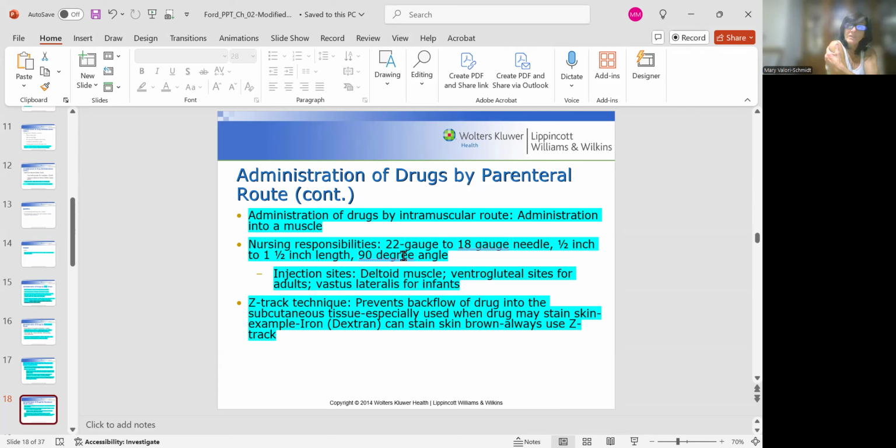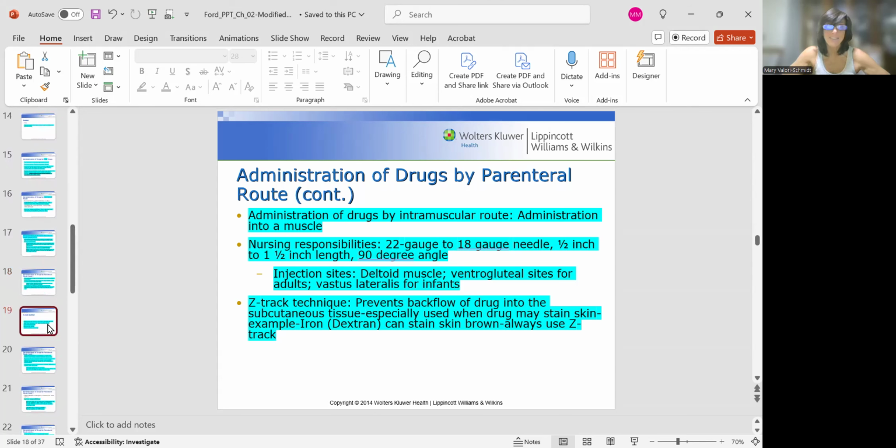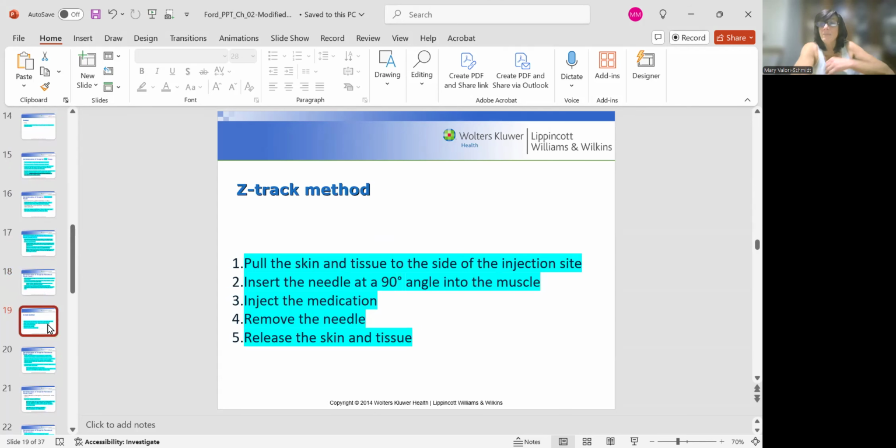Then there's something called a Z-track. A Z-track prevents backflow of drug into the subcutaneous tissue. Some drugs can stain the skin. Example, iron dextran. If that's given IM, it can turn the skin brown. So you're going to do it via Z-track. What is a Z-track, you ask? I'm glad you asked. You pull the skin. Let me try to do this so you can see. So you pull the skin to the side of the injection site, insert the needle at a 90-degree angle, push in the medication, remove the needle, and then release the skin. Okay. And it prevents staining. Make sure you know that.